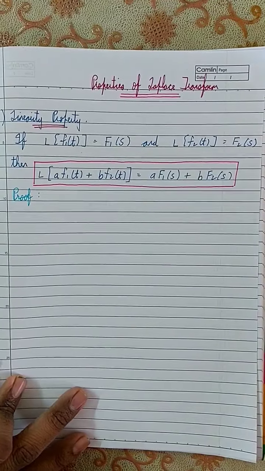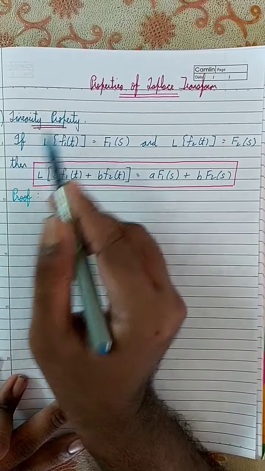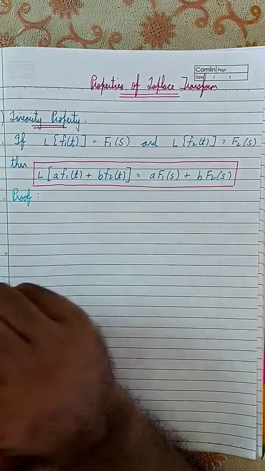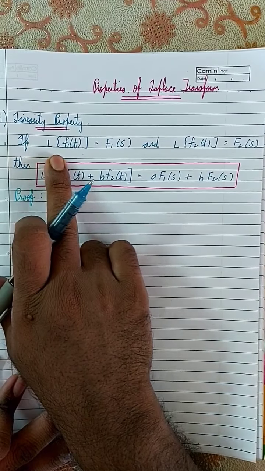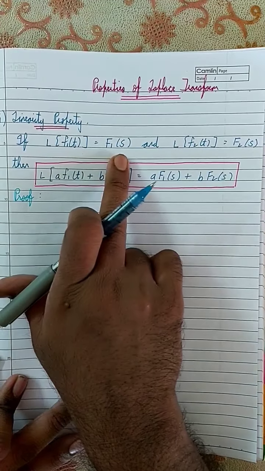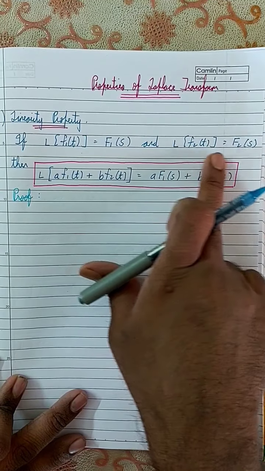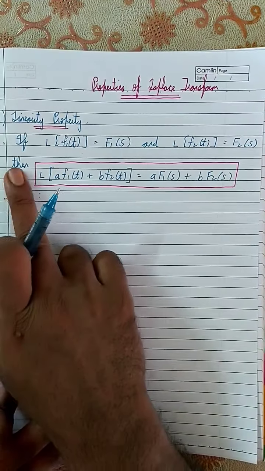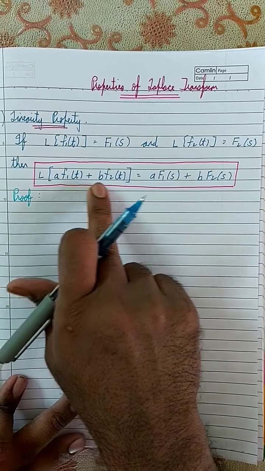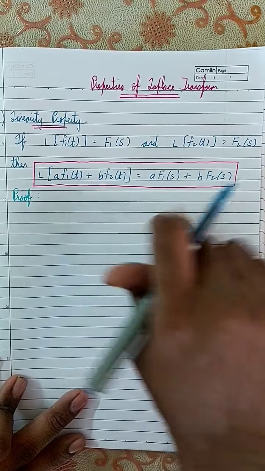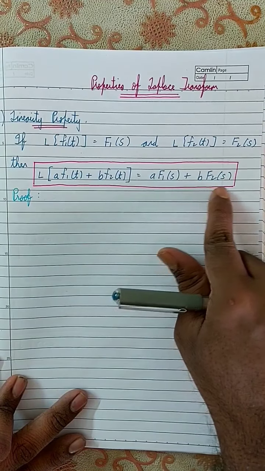So now we will start with the properties of Laplace transform, and the first property we're going to discuss is the linearity property, which is the basic simple property. Okay, so let's look at the proof. The statement is, if the Laplace transform of f1 of t is equal to F1 of s and the Laplace transform of f2 of t is equal to F2 of s, then Laplace transform of a f1 of t plus b f2 of t is equal to a F1 of s plus b F2 of s.